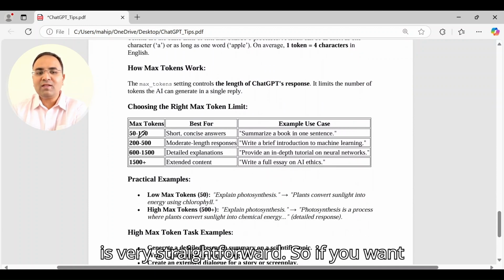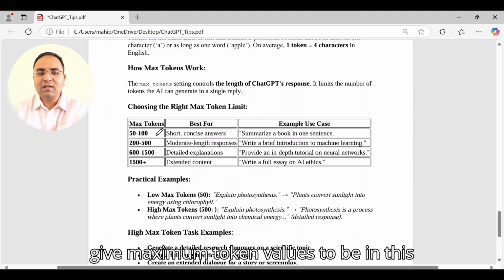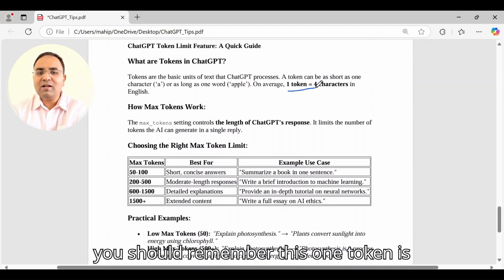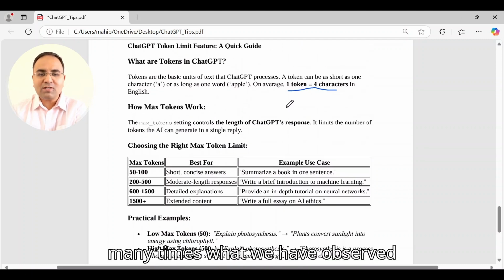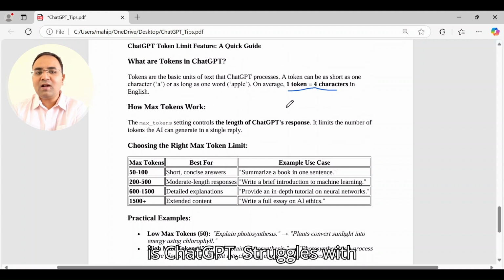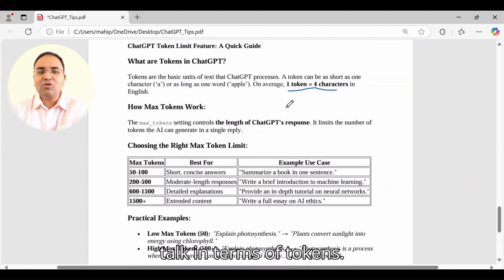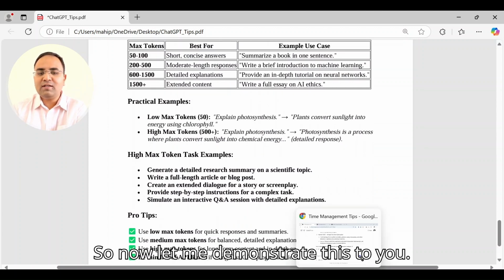So it's very straightforward. If you want short, concise answers, then you should give maximum token values in a particular range, let's say 50 to 100. And you should remember this: one token is equal to about 4 characters. Many times what we have observed is ChatGPT struggles with number of words. So instead of saying number of words, we should talk in terms of tokens. Now let me demonstrate this to you.